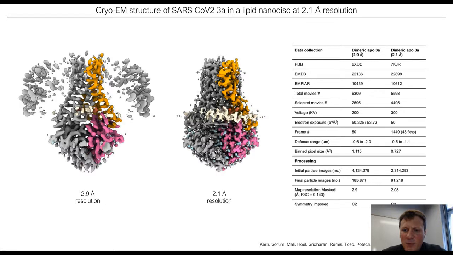I put this table here just to emphasize that these data were collected similarly. In fact, it's a smaller data set in the higher resolution that led to the higher resolution reconstruction, about half as many final particles. And I also wanted to point out that all of these data are publicly available. The raw movies, the maps, and the models are all deposited. And we were excited to see both the EMDB and the Coot software package use these data in their recent modeling challenges.